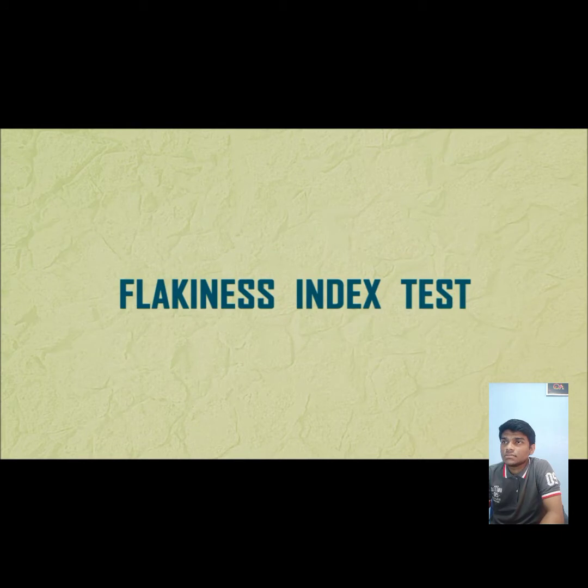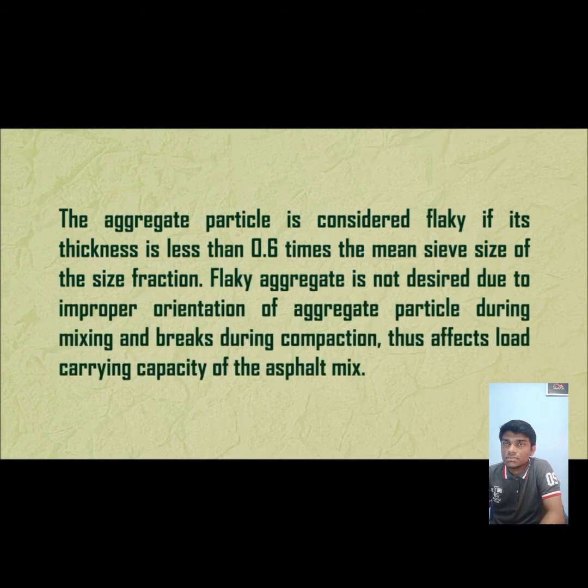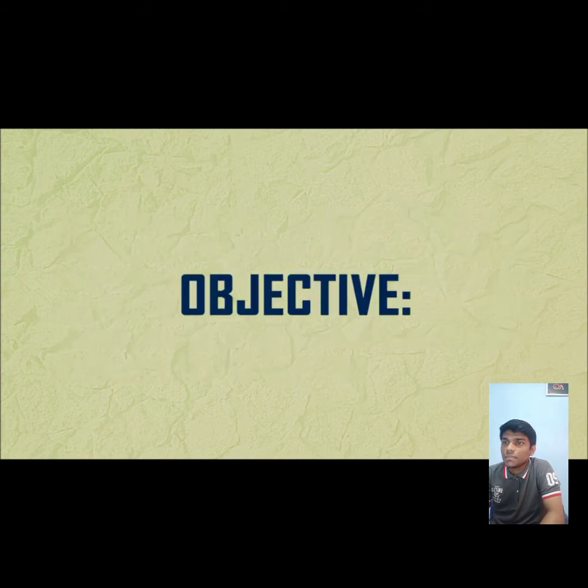Flakiness Index Test. An aggregate particle is flaky if its thickness is less than 0.6 times the mean size of its size fraction. Flaky aggregate is not desired because it affects the orientation of aggregate particles during mixing and breaks during compaction, reducing the load carrying capacity of the asphalt mix.